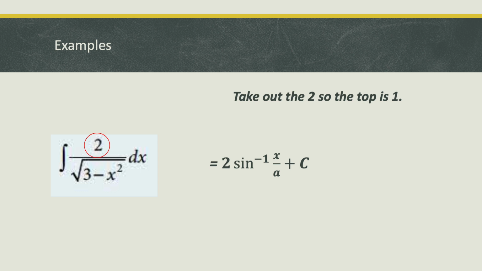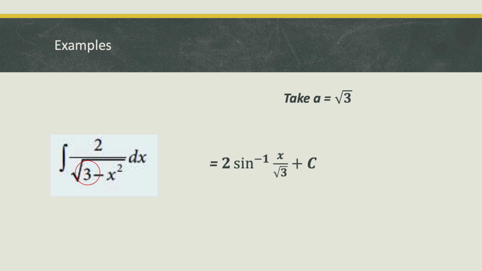Next we just follow the regular steps. We see that a squared equals 3. Therefore we can say that a is equal to root 3. Then we replace the a with root 3 to complete our answer of 2 times sine inverse x over root 3 plus c.